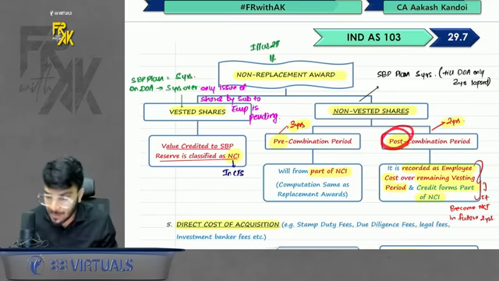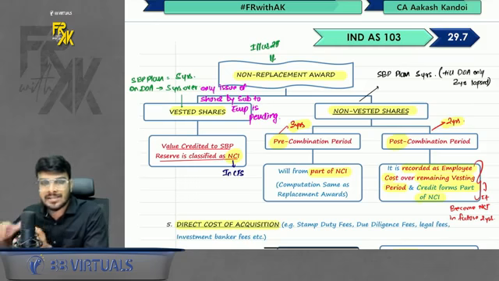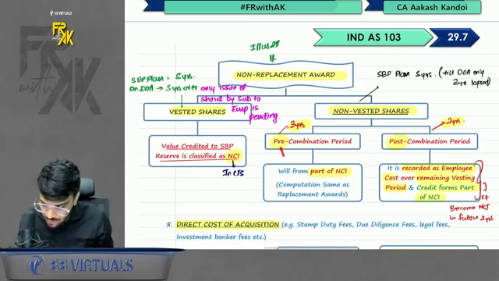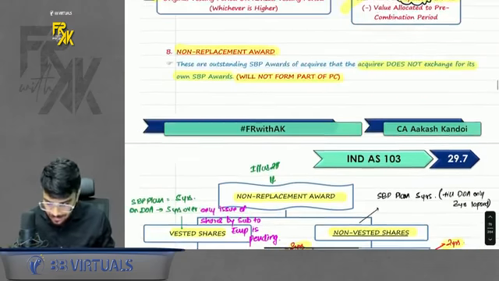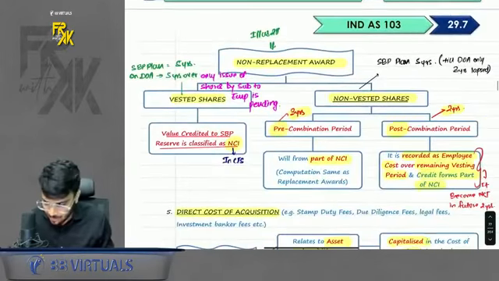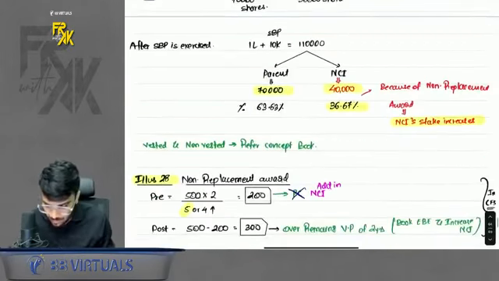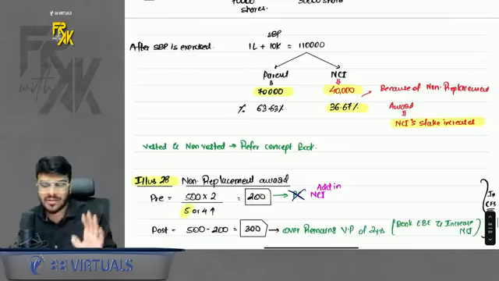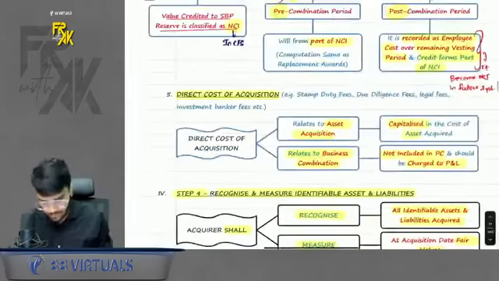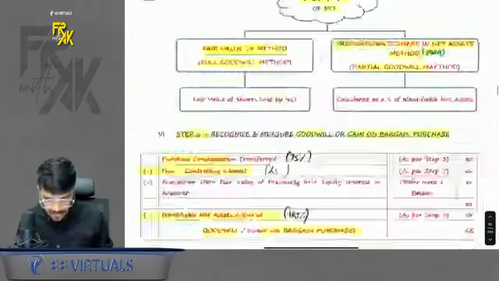And the amount that is coming in post will become part of NCI over the period. The calculation of pre and post is the same as replacement award. For this, we had also done illustration number 28, so you can also refer to illustration number 28. That is a good question where you will understand the calculation. It is very simple. Okay, then now this is done also.